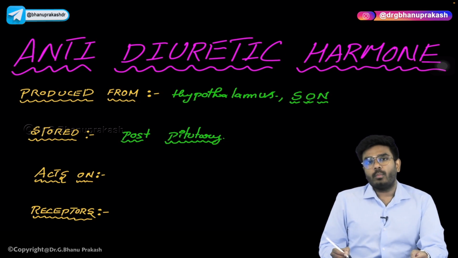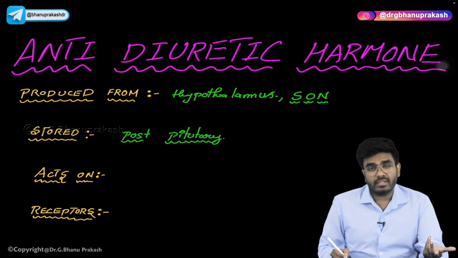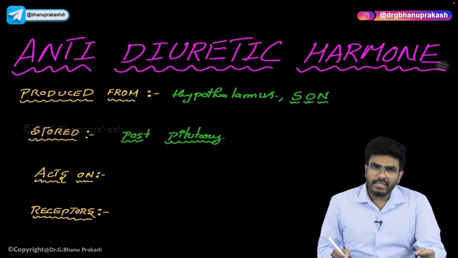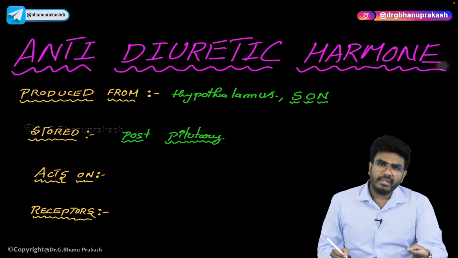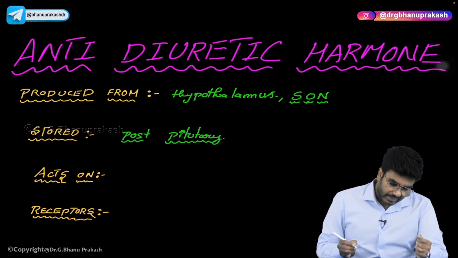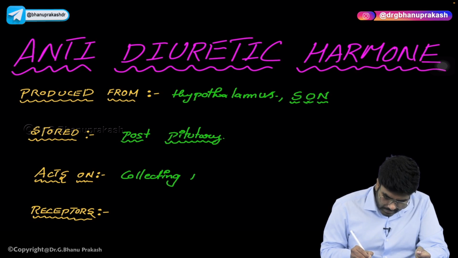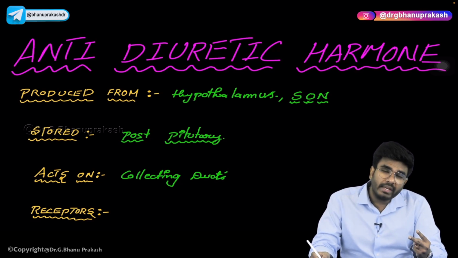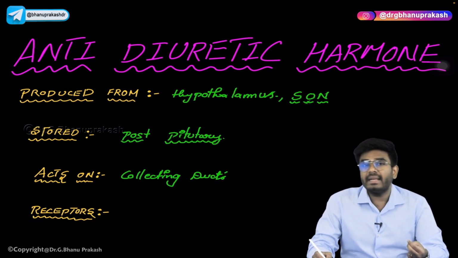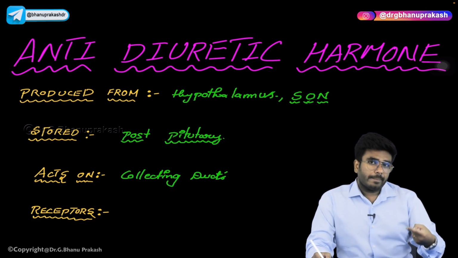Now, this antidiuretic hormone, which part does it act on? Definitely it acts on the kidney, on the nephrons. Which part of the nephron? PCT, descending limb of loop of Henle, hairpin turn, ascending limb of loop of Henle, distal convoluted tubules or collecting ducts? Mainly the antidiuretic hormone is going to act on the collecting ducts. We have seen that in collecting ducts there are two main types of cells, principal cells and intercalated cells.